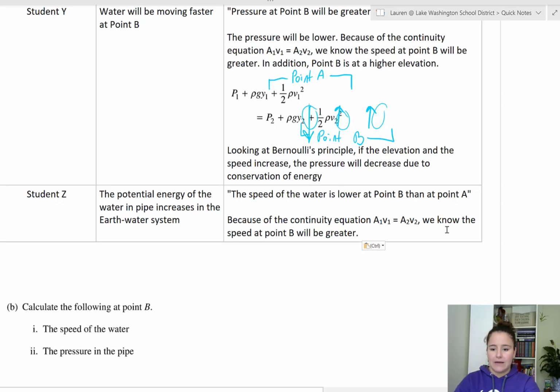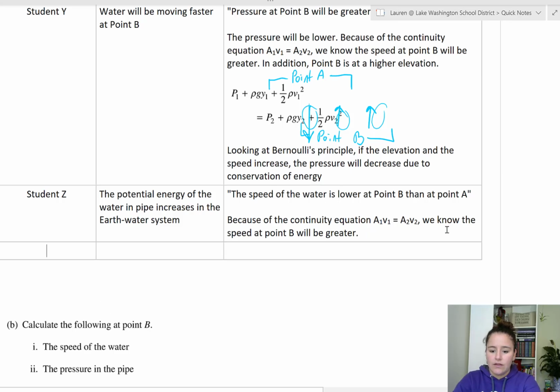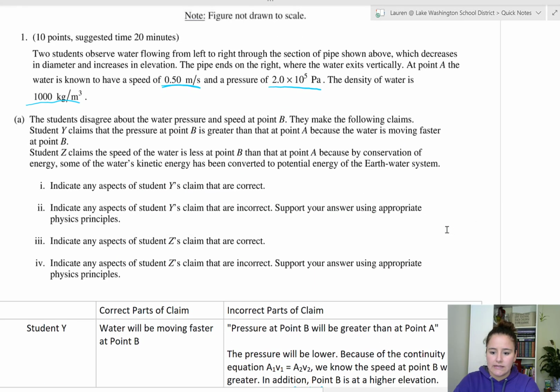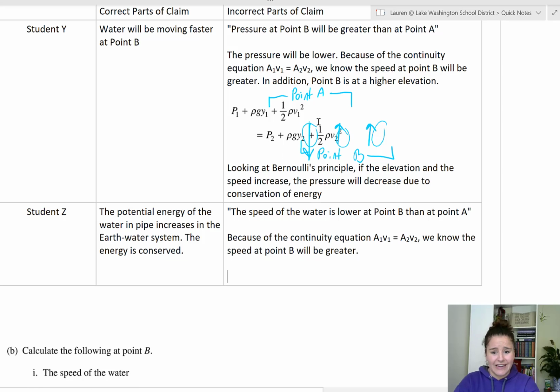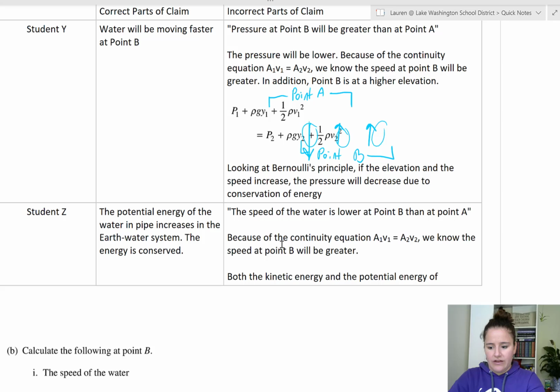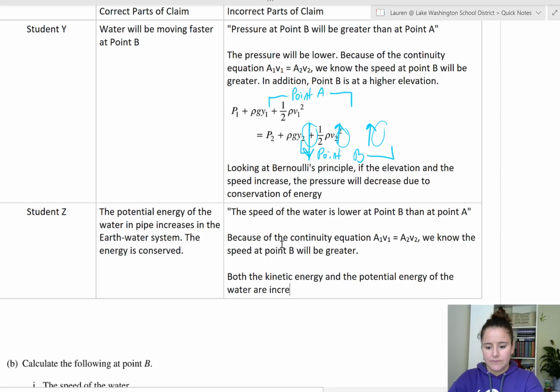Okay, so we know that the speed at point B will be greater. Some of the water's kinetic energy is converted. We do know that energy is conserved. That is another thing that we could say is correct. But we don't really know if it's the kinetic energy that gets converted, because the kinetic energy is also increasing. Both the kinetic energy and the potential energy of the water are increasing.